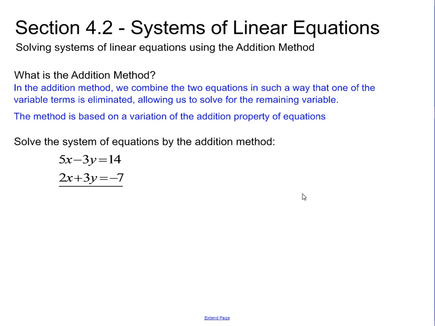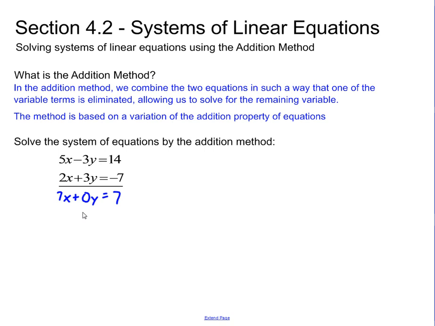This is a method based on the addition property of equations, which says if we do something to one side of an equation, we can do exactly the same thing to the other side of the equation. So it's almost as if we could just add something to both sides of these equations. Well, we can add these two equations simultaneously because if we look at the result that we would get, the solution almost presents itself. We could take 5x plus 2x and get 7x. We could add negative 3y plus positive 3y and get plus 0y. And 14 plus negative 7, which would give us 7.